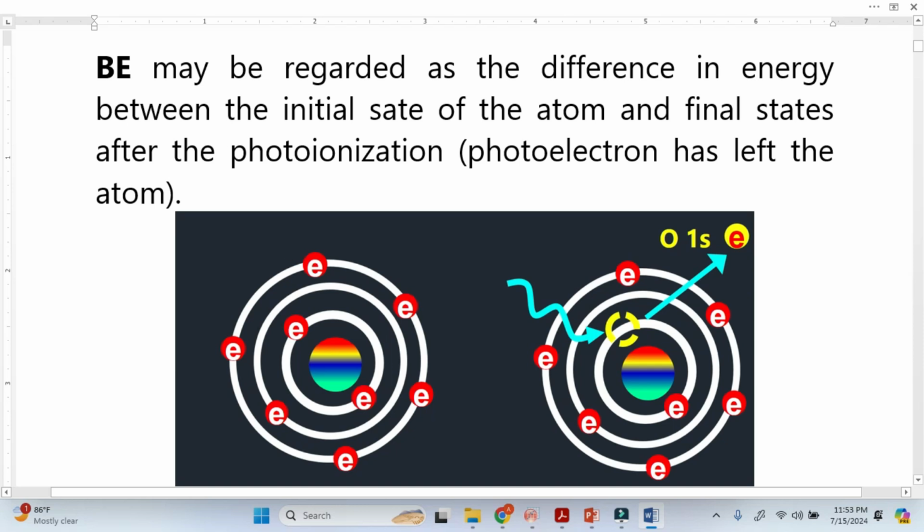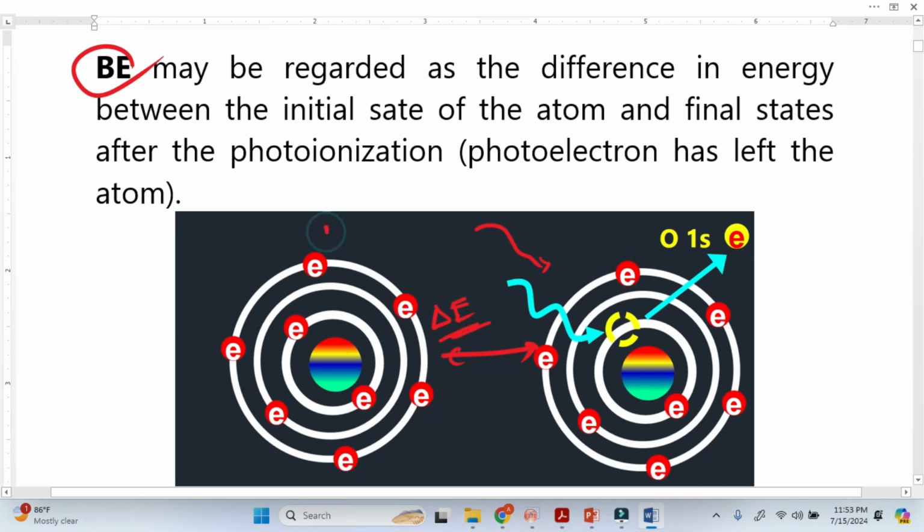Let's suppose this is our initial atom. It is in a relaxed state here. Once we shine the X-ray here, it is now in an ionized state. So the binding energy is also defined in XPS as the difference between these two energies.